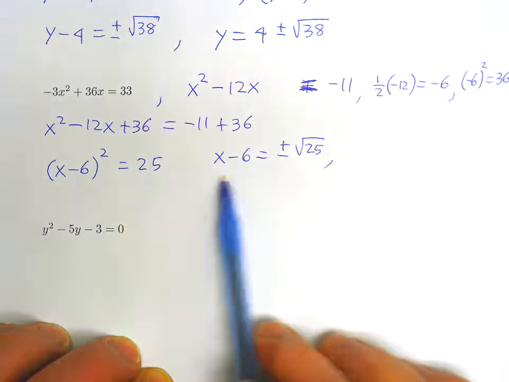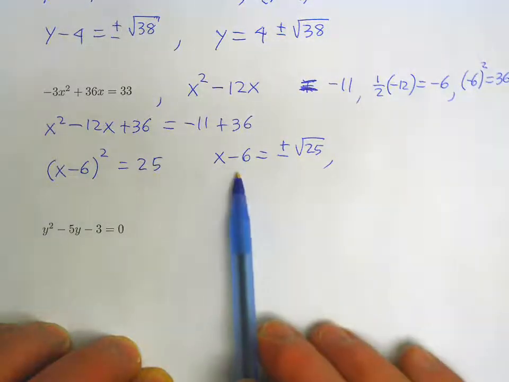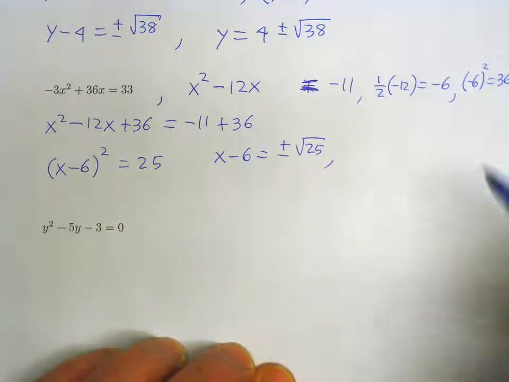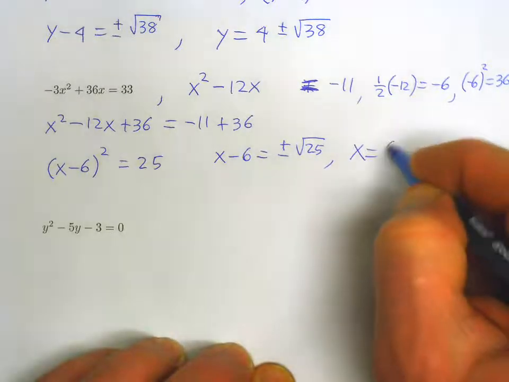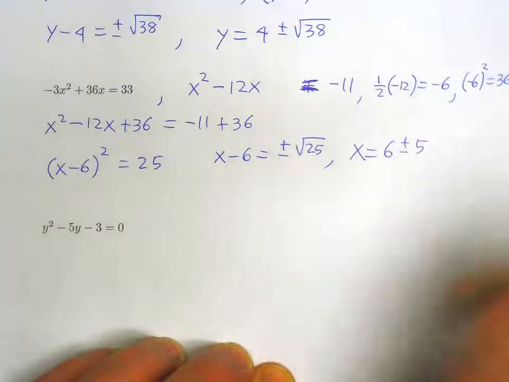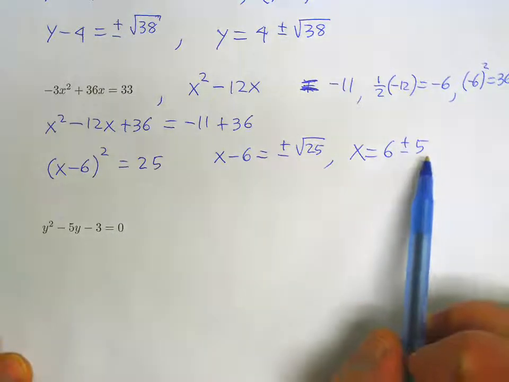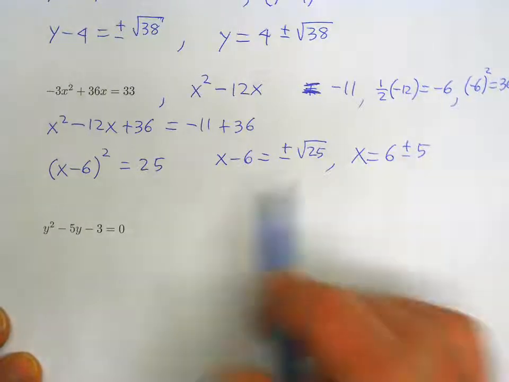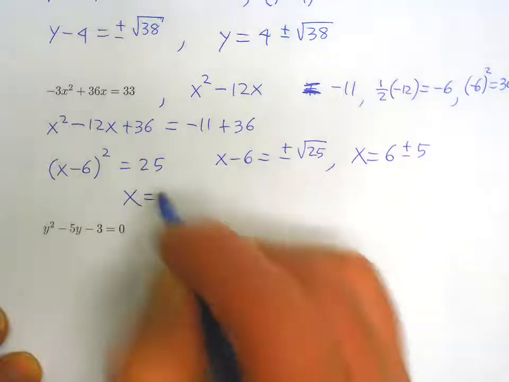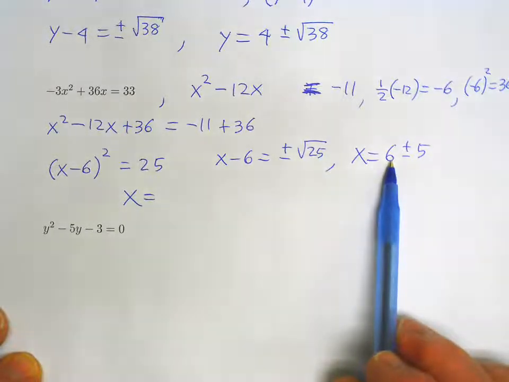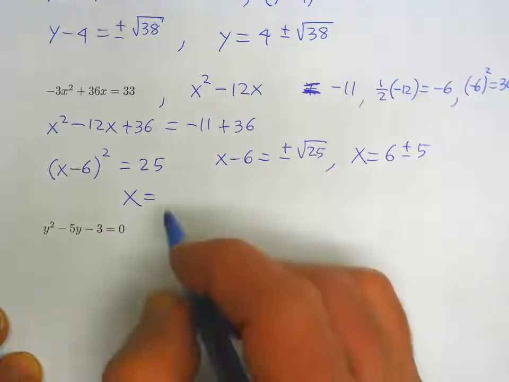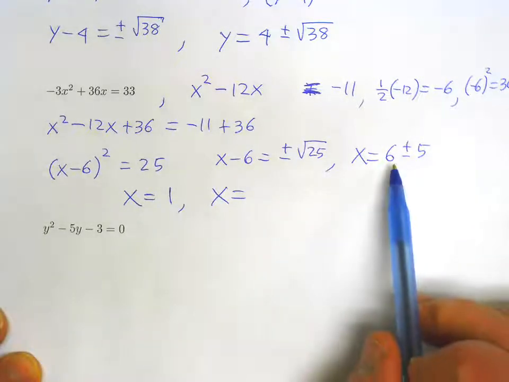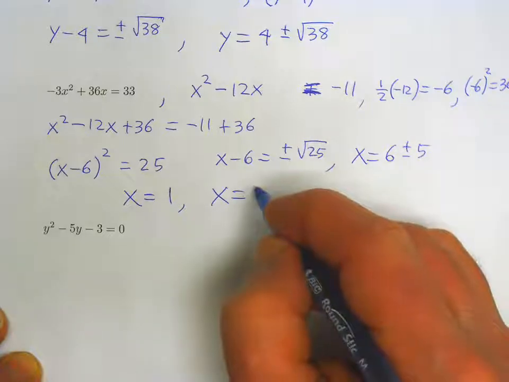And in the next step, I'll do two things at once. I'll add 6 to both sides and also simplify the square root of 25. So we get x equals 6 plus and minus 5. We can simplify further because the square root simplified to an integer. So we have to list the solutions separately. One solution is x equals 6 minus 5, which is 1. And the other solution is x equals 6 plus 5, or 11.